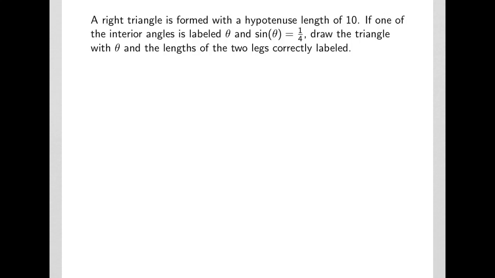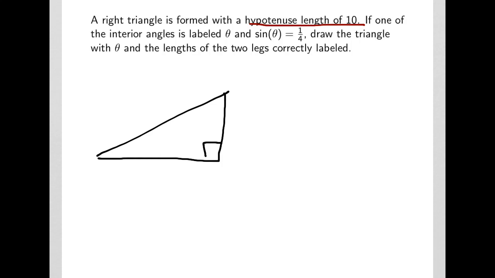So let's just start by drawing a right triangle. So we draw a right triangle. And what do we know? We know that the hypotenuse length is 10. The hypotenuse is the side opposite the right angle. And so our hypotenuse is 10.